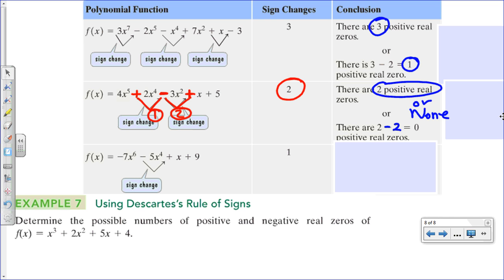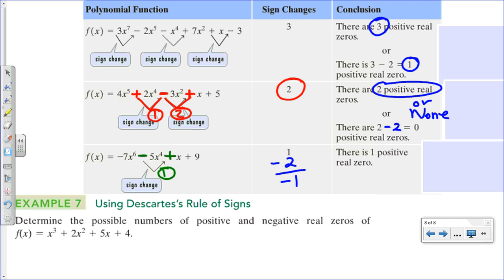For the last problem, we have here only 1 sign change that happened here from negative to positive, only 1. And so in this case, we can only have 1 positive real zero. Remember, if we subtract 2 from here, we will get a negative 1. And here we're counting possibilities, so we cannot say that we have negative 1 possibilities.